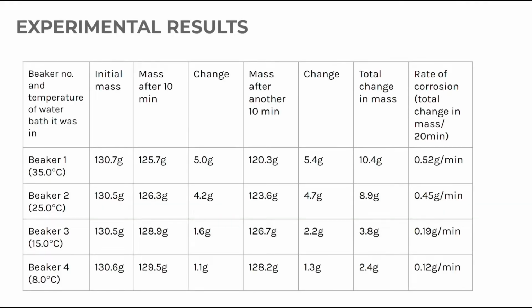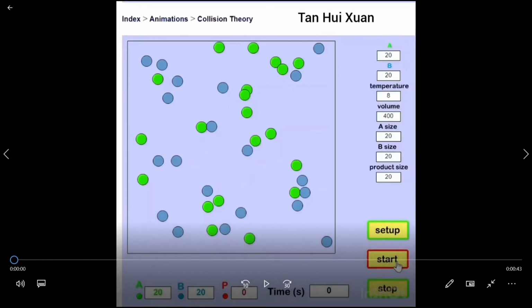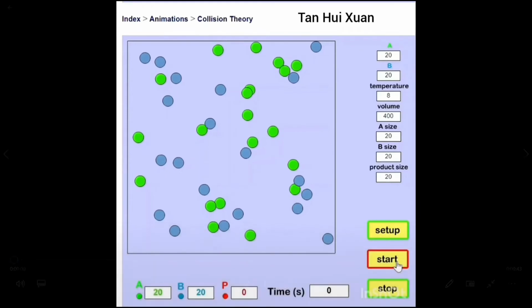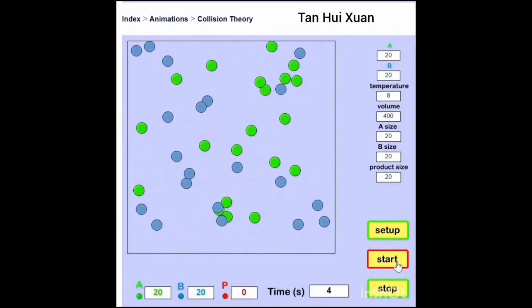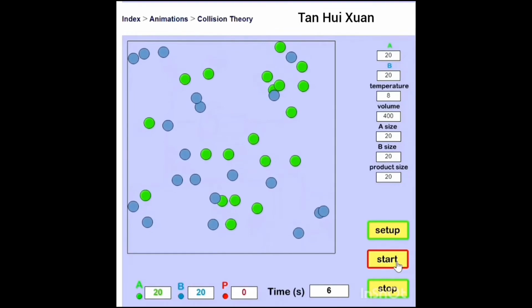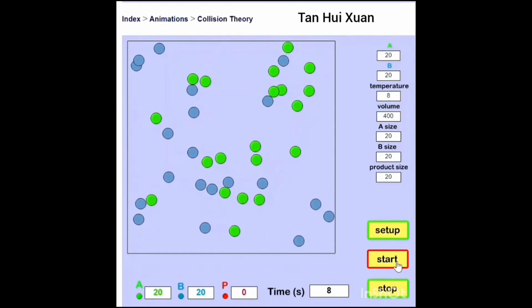As we can see, the higher the temperature the mixture of eggshells and vinegar is exposed to, the higher the rate of corrosion, thus proving my thesis. Particles have to have enough energy and must be at the correct orientation to have effective collisions, both of which are not present here.